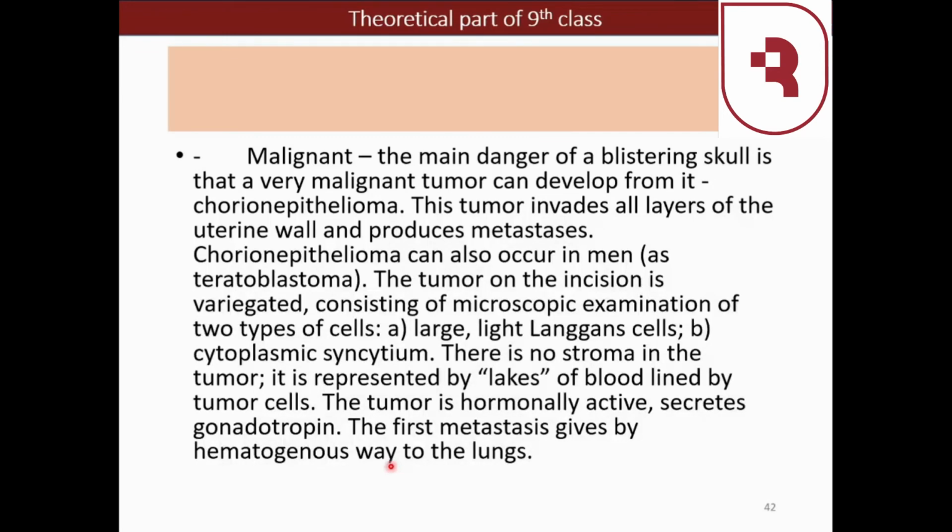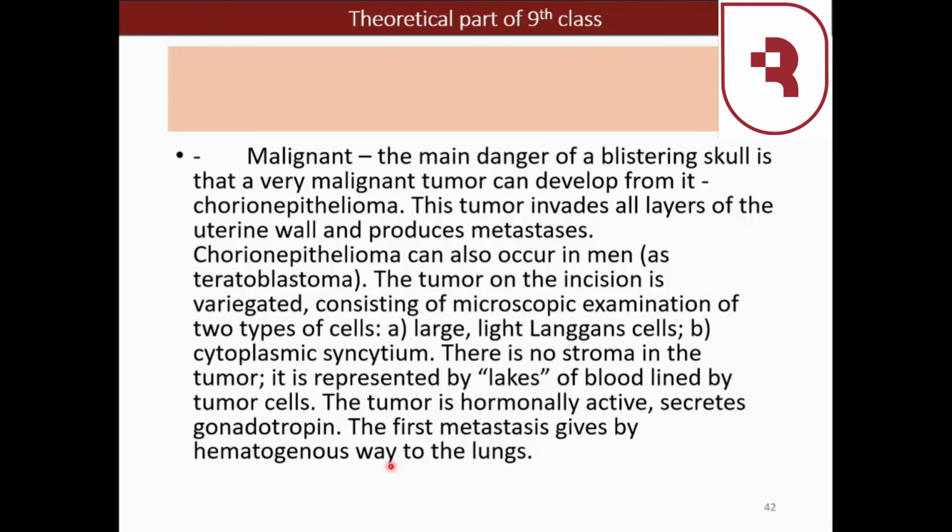The malignant tumors of the uterus are associated with chorioepithelioma. This tumor invades all layers of the uterine wall and produces metastasis. Chorioepithelioma can also occur in men, and it is a result of teratoblastoma. So it is teratoma with some changes of it.